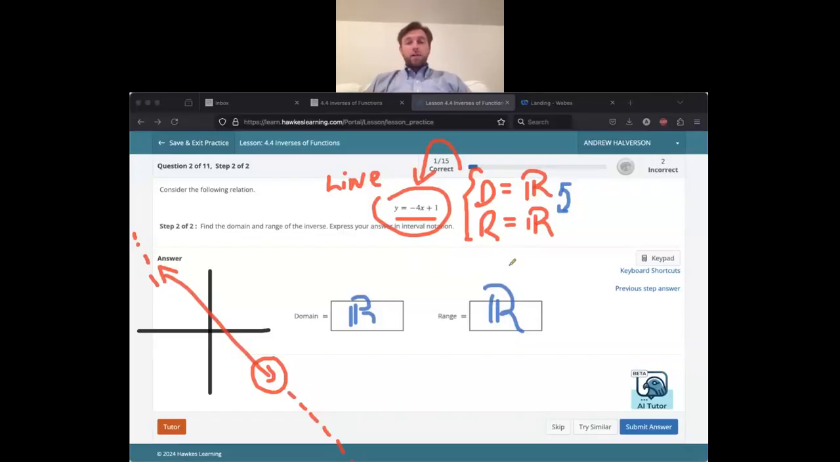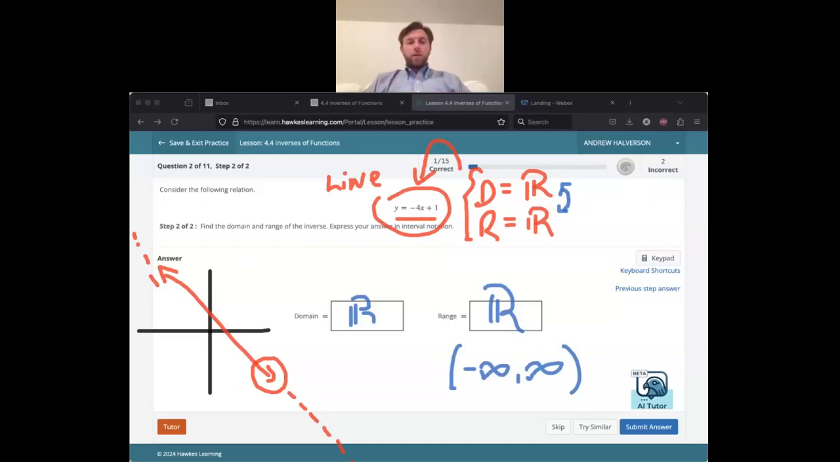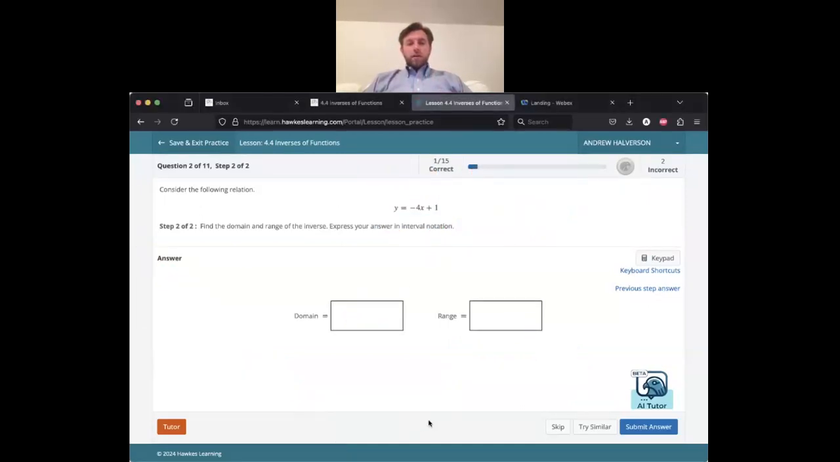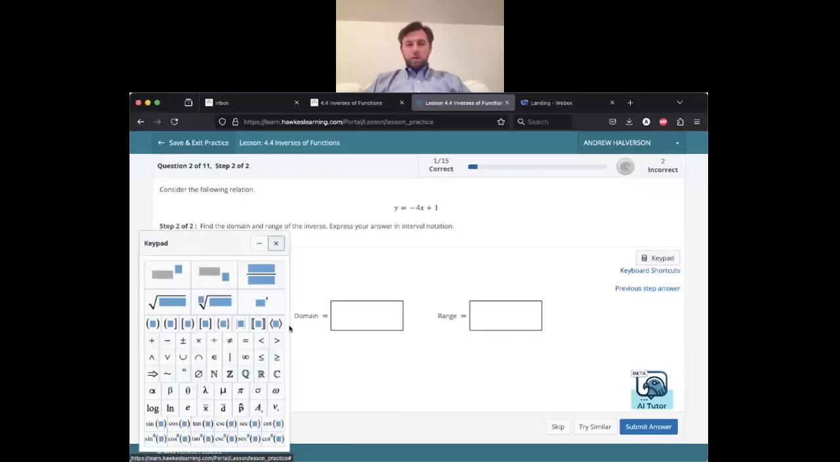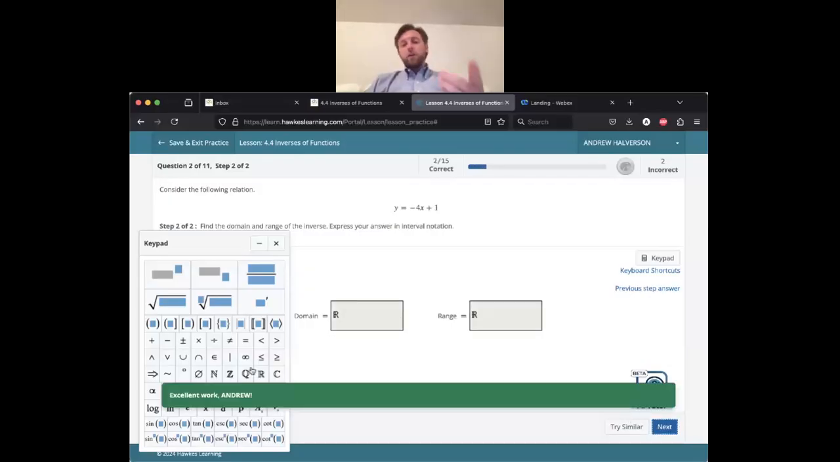And by the way, how would you write all real numbers in interval notation? Parentheses on both sides. Negative infinity, comma, infinity. Good, that's perfect. So that's probably how they want you to write it. Would it matter if you put the positive or the negative first? Yes, it does. Lowest always goes first. Okay, so I put the squiggle R for real numbers. That worked just fine.